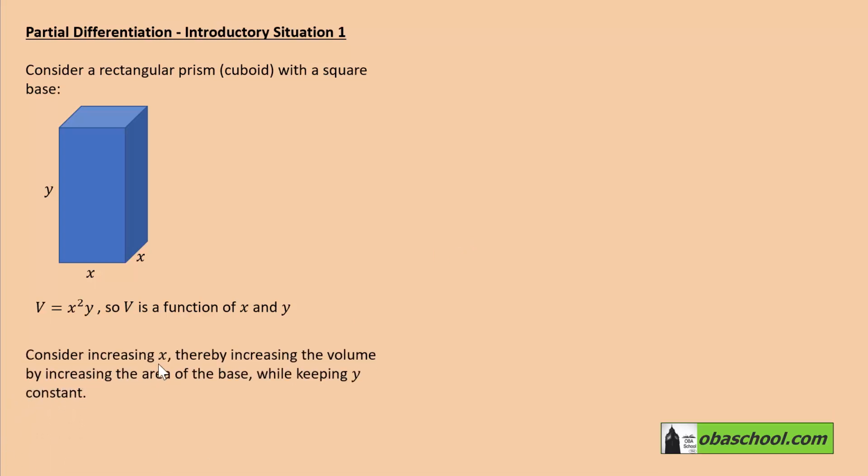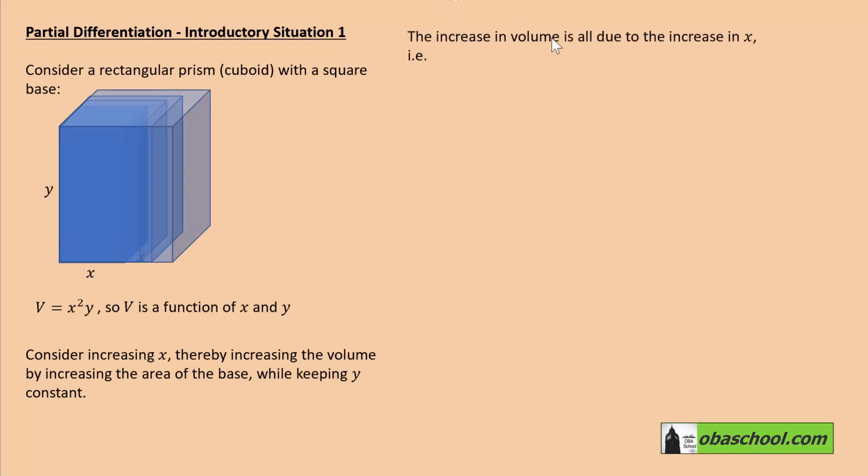Consider increasing x, thereby increasing the volume by increasing the area of the base while keeping y constant. So that would look something like this. The increase in volume is all due to the increase in x, i.e., we're looking at dv dx, keeping y a constant. We denote this by this notation. Note how the d's are written here. You'll hear various pronunciations of this if you look online, but I always just call it dv dx, but it's the curly d.